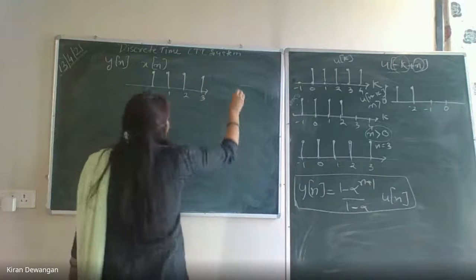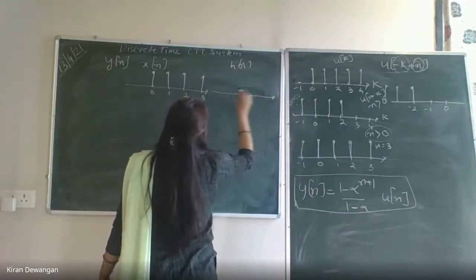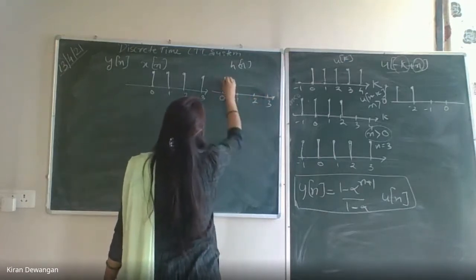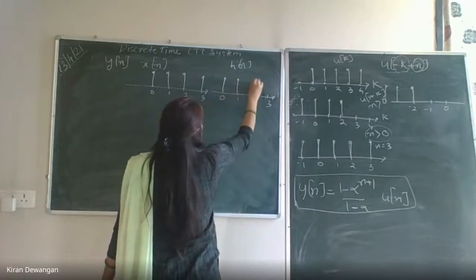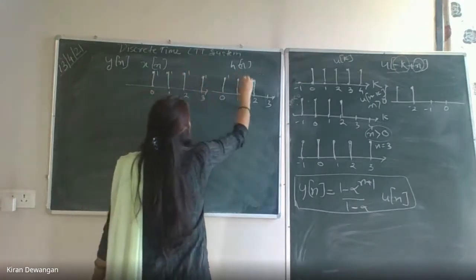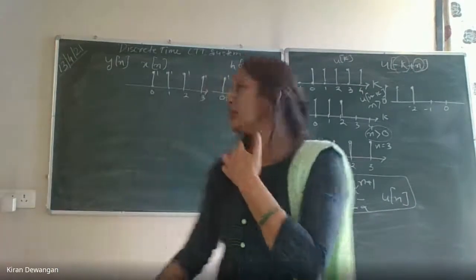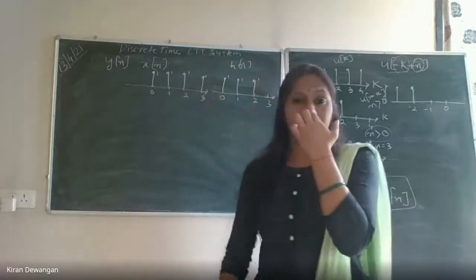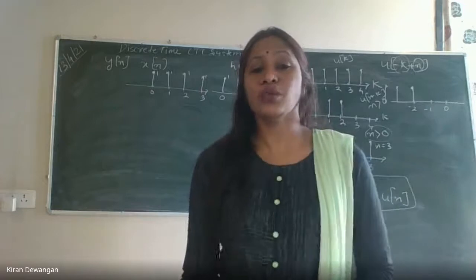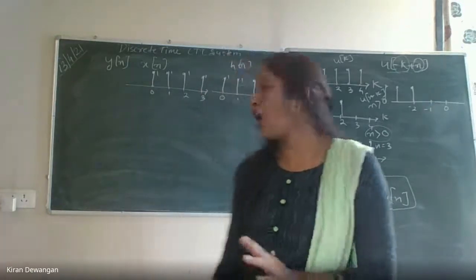And h of n is given as 0, 1, 2, 3. All these values are 1. Now for this x of n and for this h of n, we have to find y of n. ठीक है? How can we do that? कैसे solve करेंगे question को? This question is very simple, but you will have to just understand how to solve it.